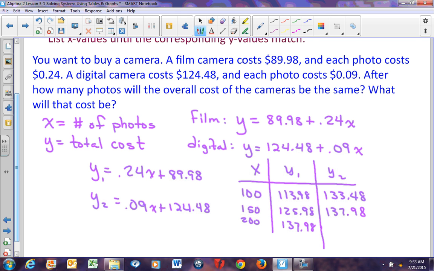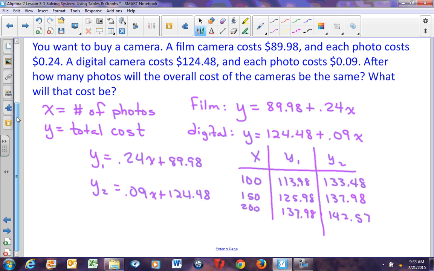And for Y2, I have 142.57. So they're getting closer, but they're still a ways away, so I'm going to have to keep scrolling down for a little while. I'm going to check it every 10 now. At 210, 140, nope, they're not.